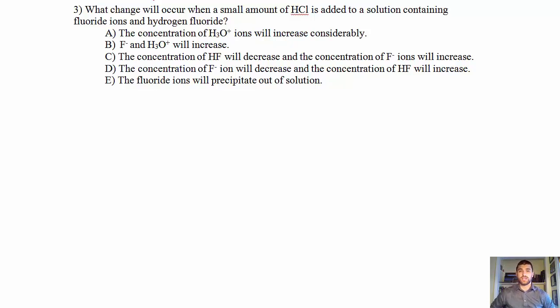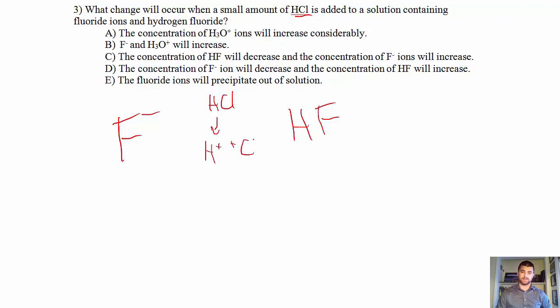Number 3, what change will occur when a small amount of HCl is added to a solution containing fluoride ions and hydrogen fluoride? So we got fluoride ions and hydrogen fluoride, and we're adding HCl to it. Well, HCl is going to give us H plus and Cl minuses. So what's going to happen there?